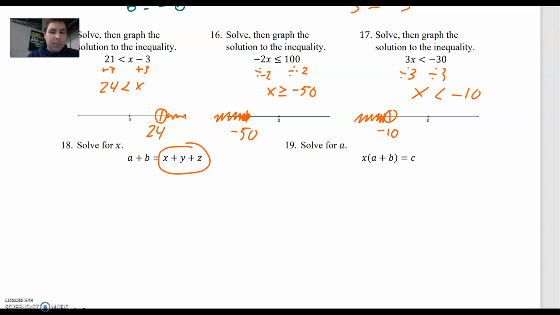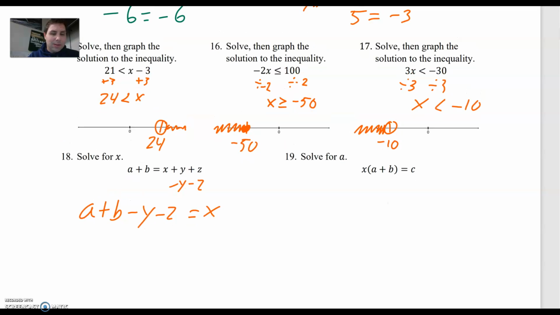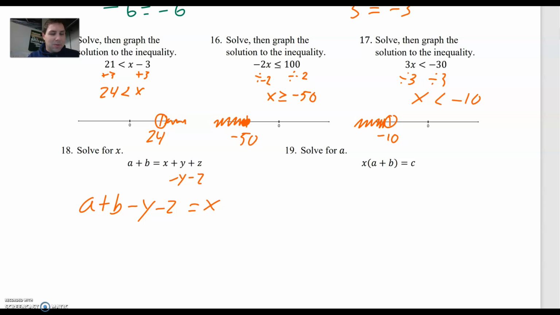In our last little bit of time, 18 and 19, again, these are not that bad. Take a look at what you're seeing with the variables. Notice we're solving for x, we're adding y and z. So all we have to do is minus y to undo it and minus z. So now this is a plus b minus y minus z, and this is now x. And that's probably where I'll stop with this video. I'll go over 19 in the Unit 2 video.